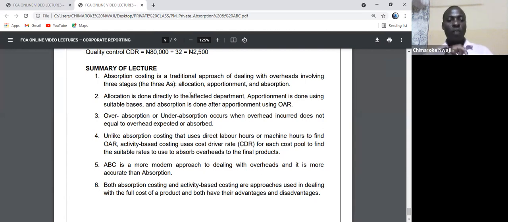Now we talked about over absorption and under absorption. This occurs when overhead incurred does not equal the expected overhead that is being absorbed. And I gave an example of, let's say you're going to the supermarket, you have XYZ amount of money, and what you picked, the cost is more than what you have in your pocket. It means you have under budgeted, that is under absorbed. But when the cost you are paying for those items is lower than what you have in your pocket, it means you have over budgeted, you have over absorbed.